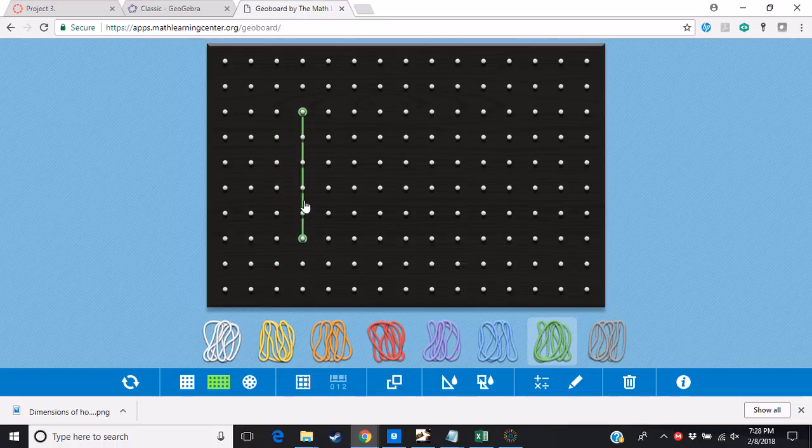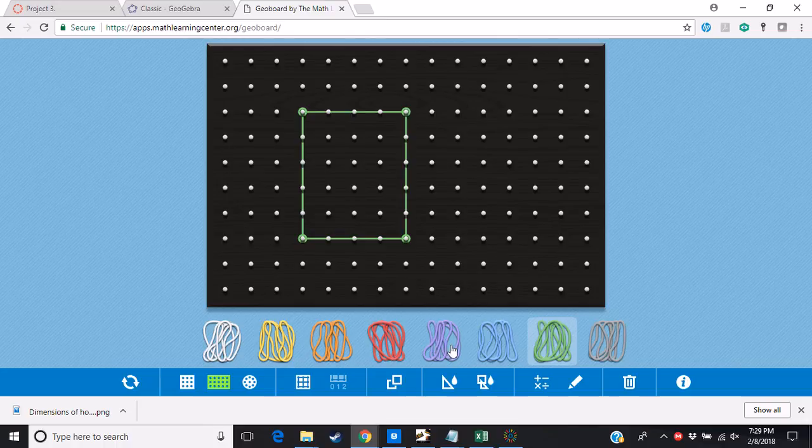So, 1, 2, 3, 4, 5 by 1, 2, 3, 4. Make it a rectangle. Alright, now the perimeter of this rectangle is 1, 2, 3, 4. You can count the number of pegs, the number of spaces to get your perimeter. You have 4 here, 5 here, 4 here, 5 here, which is a total of 18. The area of the rectangle is 4 times 5, which is 20.